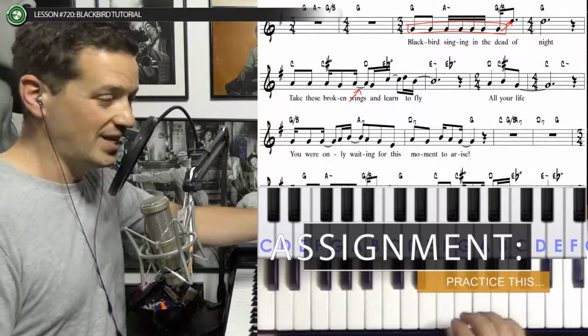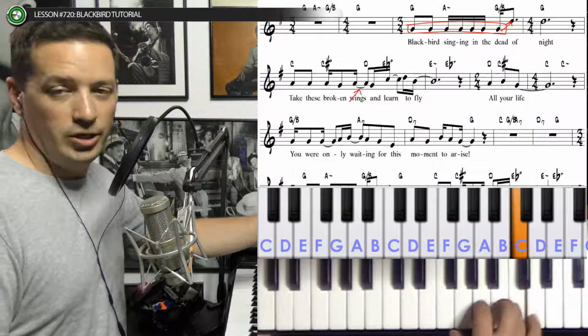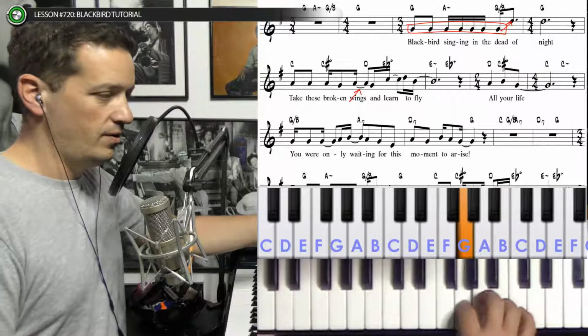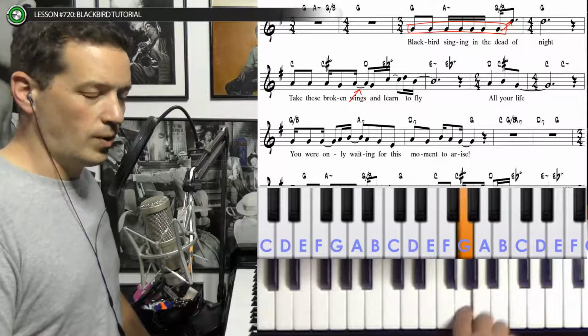Blackbird Singing in the Dead of Night. Go down to an A for the next phrase. Take these broken wings and learn to fly. And then three notes, all your life. We're going to move up three and then come back down. You were only waiting for, jump down, this, and then we got a set of two and then a set of three. Moment to arise.